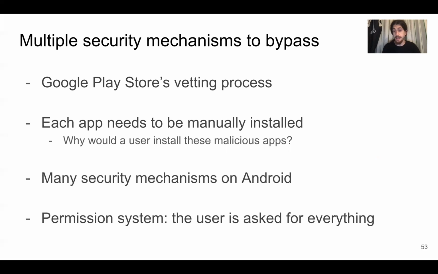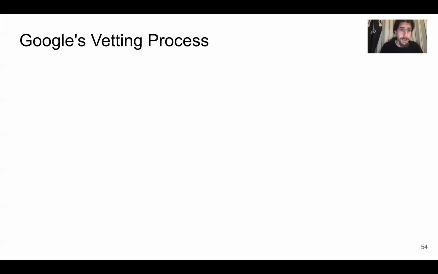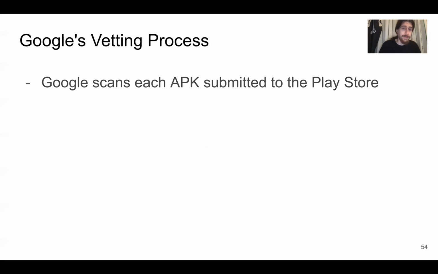So it's not that simple. Even if it's possible to get the app on the store, the user needs to be convinced to install it. And even after it's installed, there are security mechanisms and a permission system in place to prevent abuse. So what's going on here? Let's start to focus on the vetting process, the first entry.